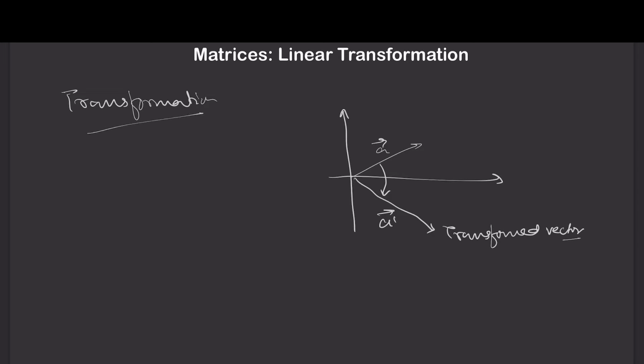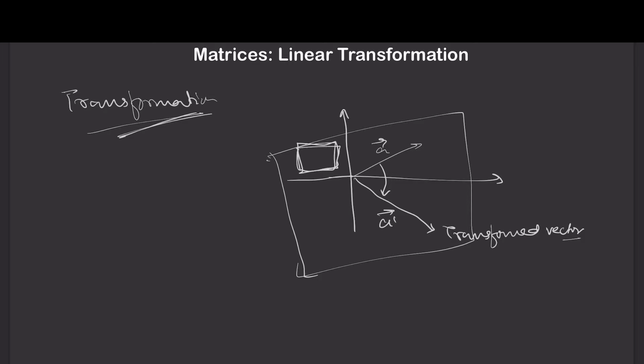A transformation can also represent the whole space. So when we apply a transformation, the complete space is transformed. That means all the lines, all the vectors will get transformed. For example, if we have a square in here, after applying the transformation, all the lines of the square will be transformed. Like this vector gets transformed, the same will happen to this.